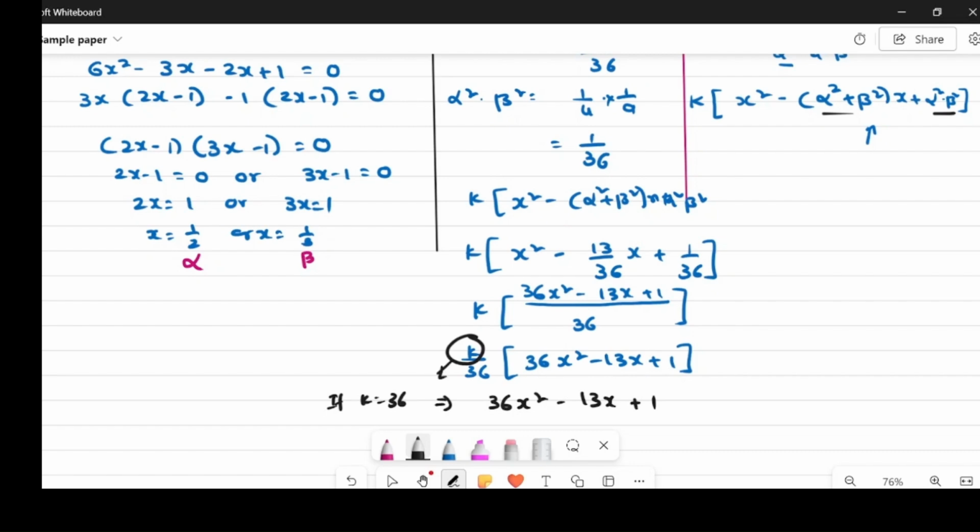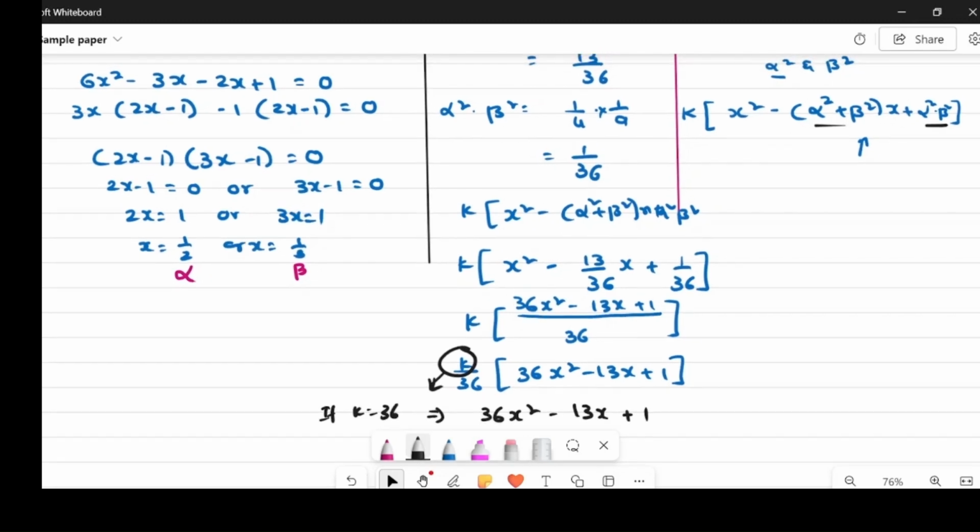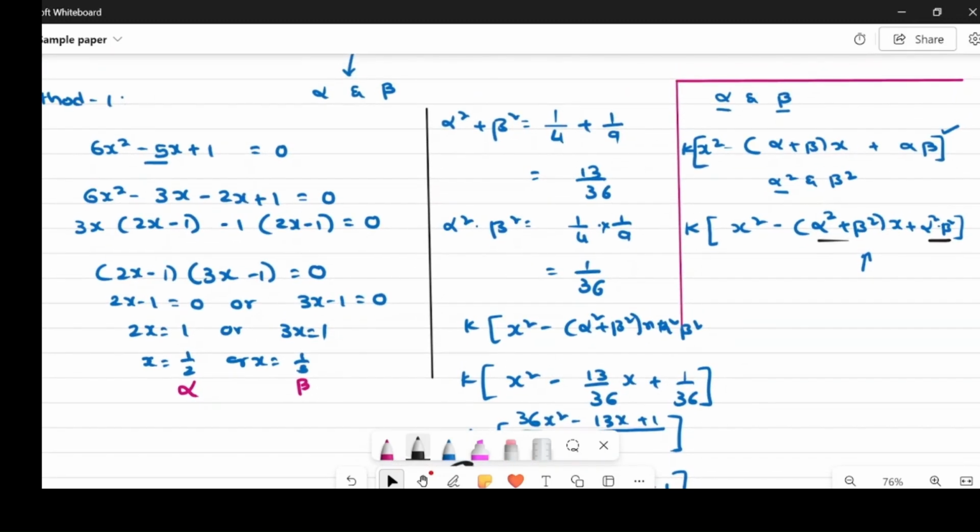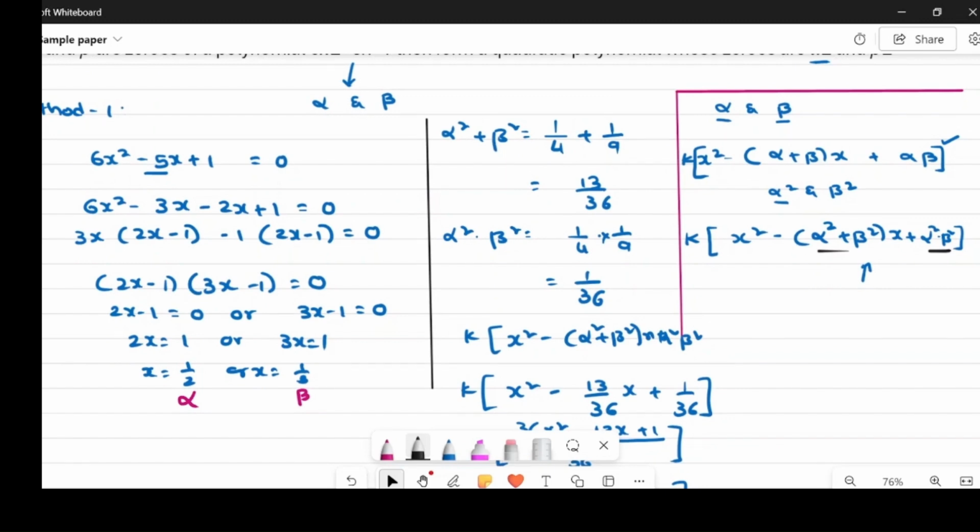I will clarify it further by making another video. So this is the first method. 36x square minus 13x plus 1 is our required polynomial. Hope this is clear. We just found out what alpha and beta are, then we found alpha square and beta square. The key concept here is that when alpha and beta are zeros, you can form a quadratic polynomial as x square minus the sum of the zeros into x plus the product of the zeros. This is the main key thing here.